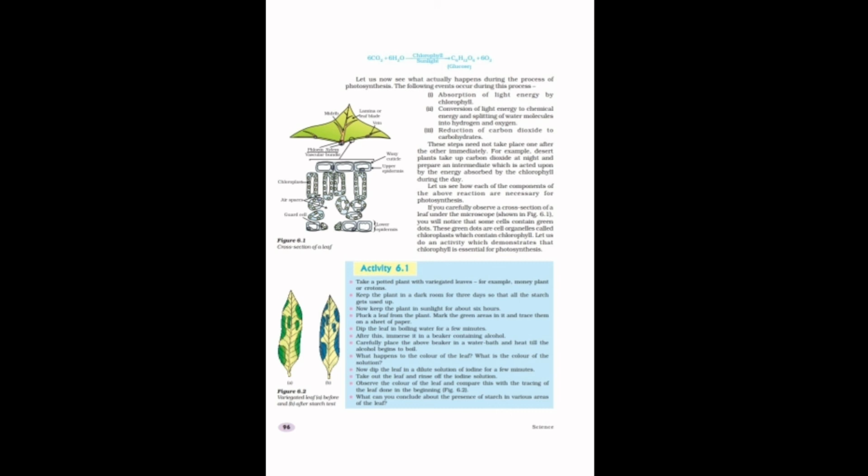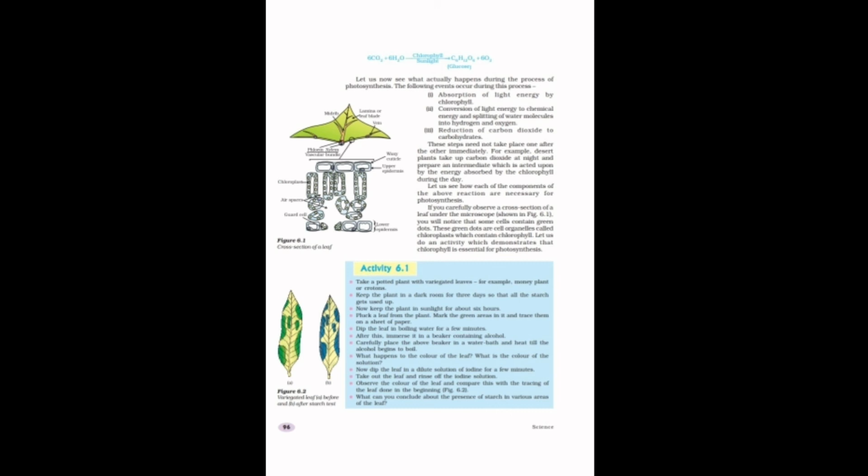Fourth, pluck a leaf from the plant, mark the green areas in it, and trace them on a sheet of paper. Fifth, dip the leaf in boiling water for a few minutes. Sixth, after this, immerse it in a beaker containing alcohol. Seventh, carefully place the above beaker in a water bath and heat till the alcohol begins to boil.